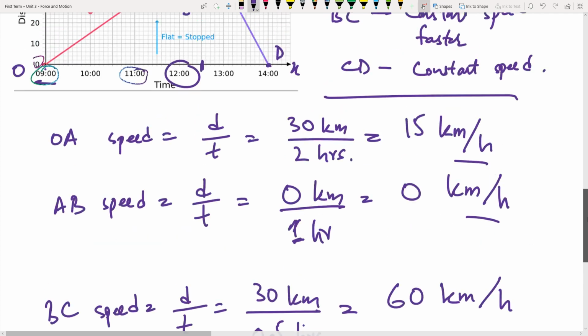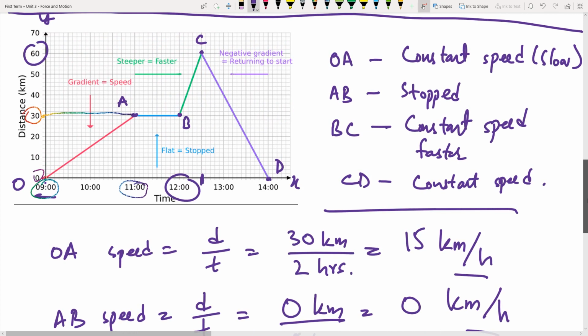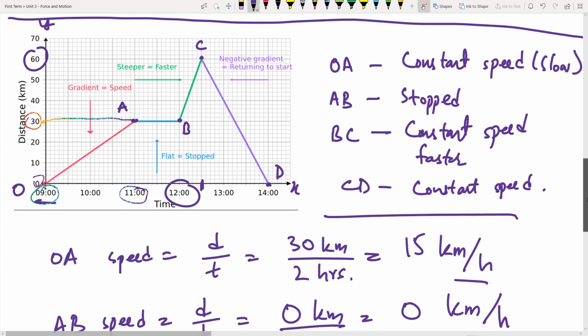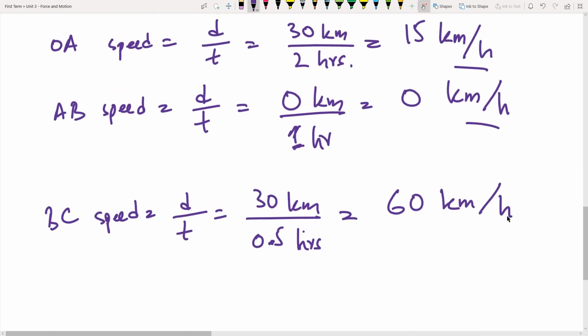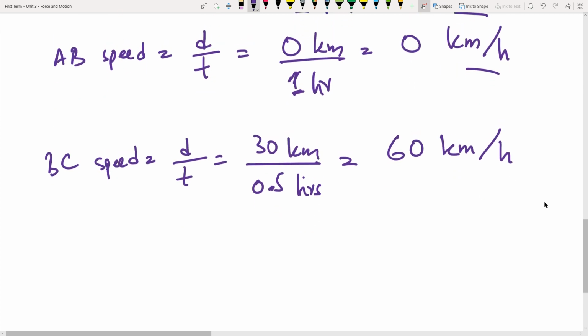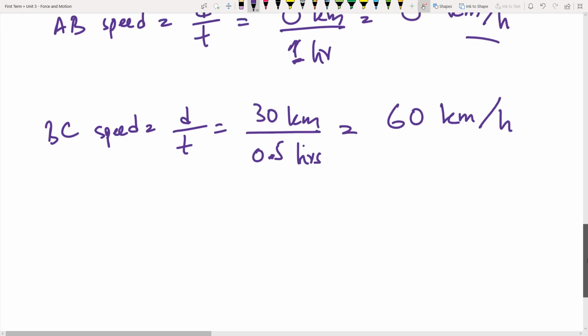So she actually went quite fast over here compared to OA, right? Because she's covering 30 kilometers in half an hour. So that means she can do 60 kilometers in 1 hour. If she can cover 30 kilometers in half an hour, then she can cover 60 kilometers, double of that, in 1 hour because the time is doubled, right? So over here, r is considered as 1, right? And the distance is given as normal, right?